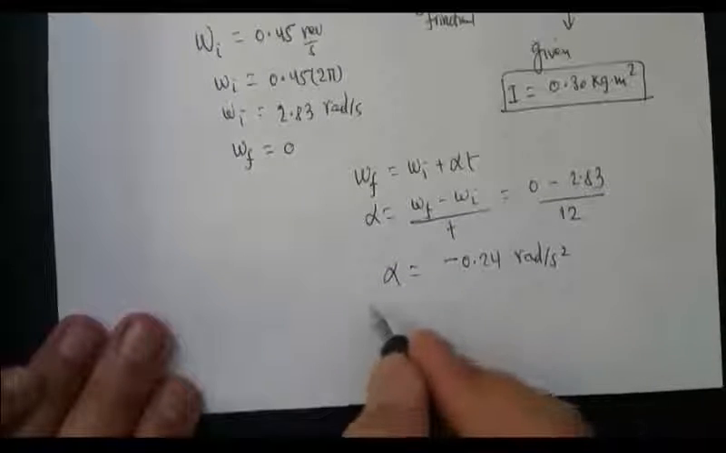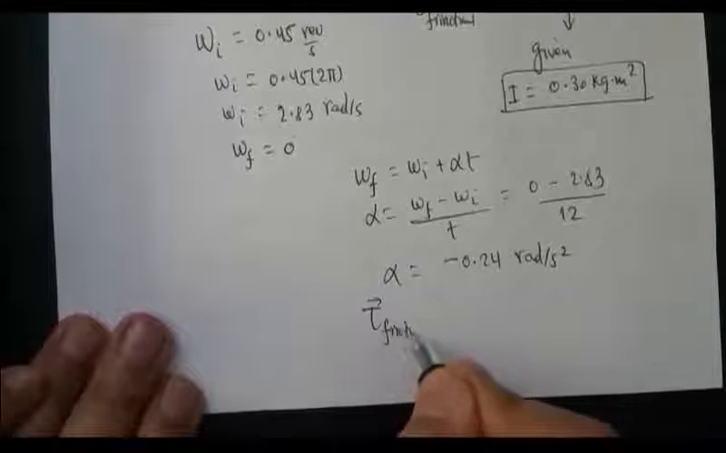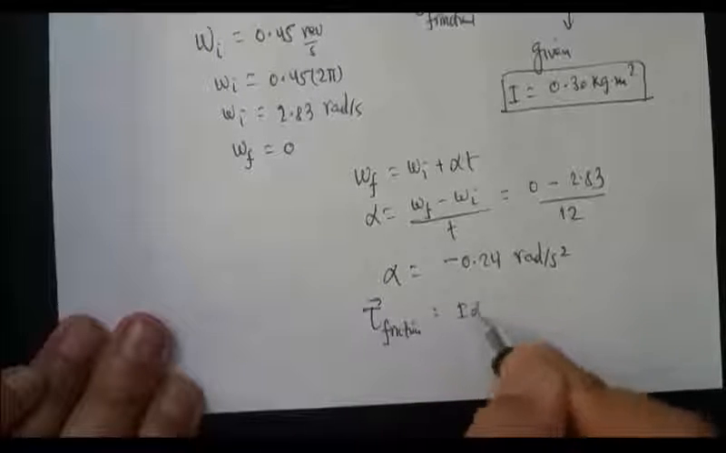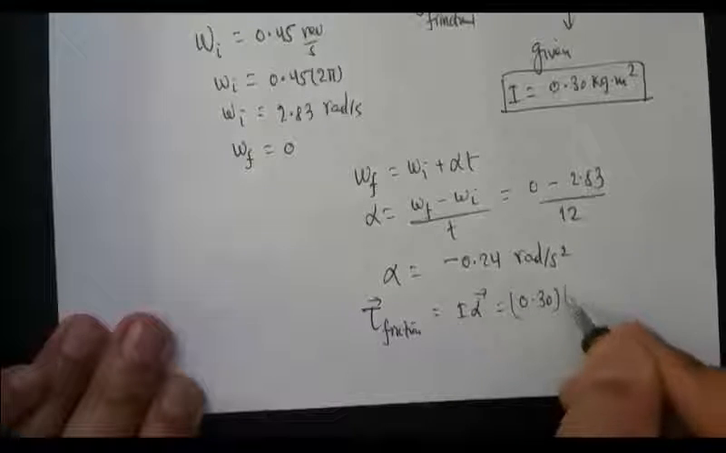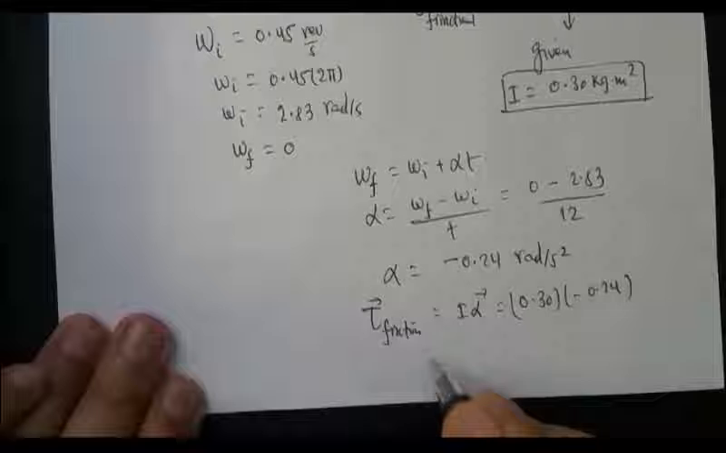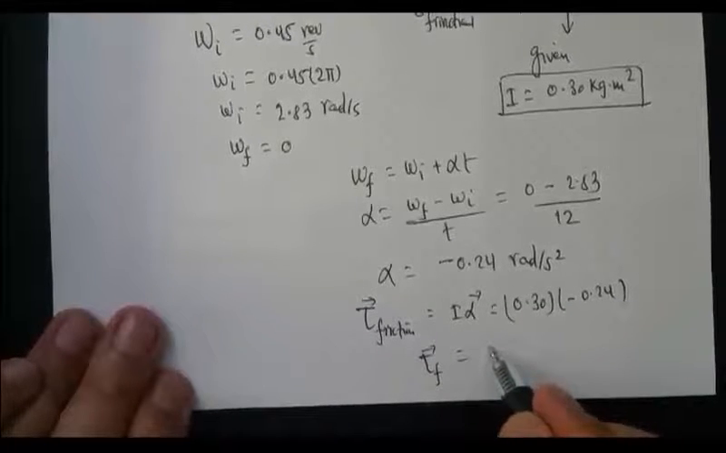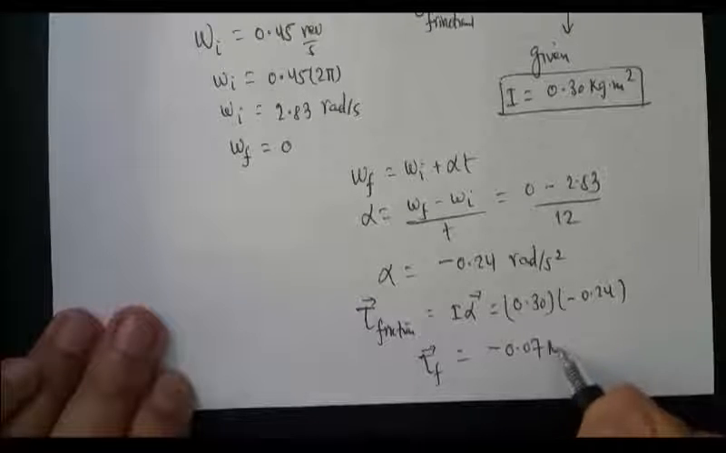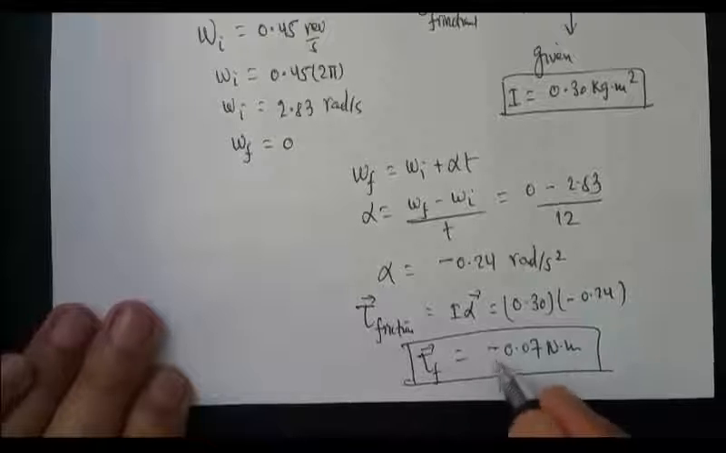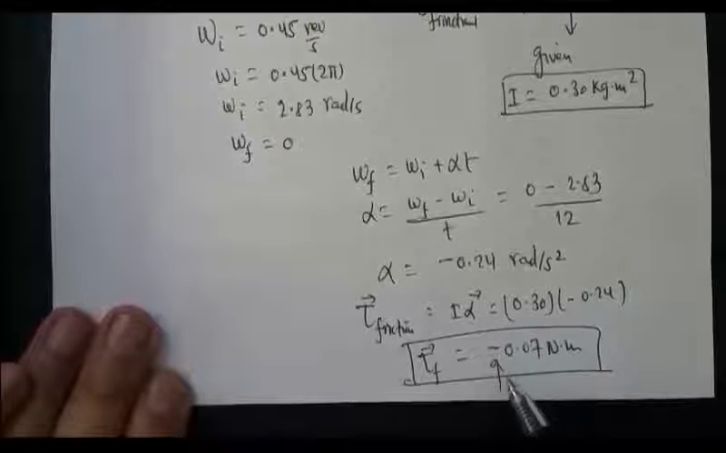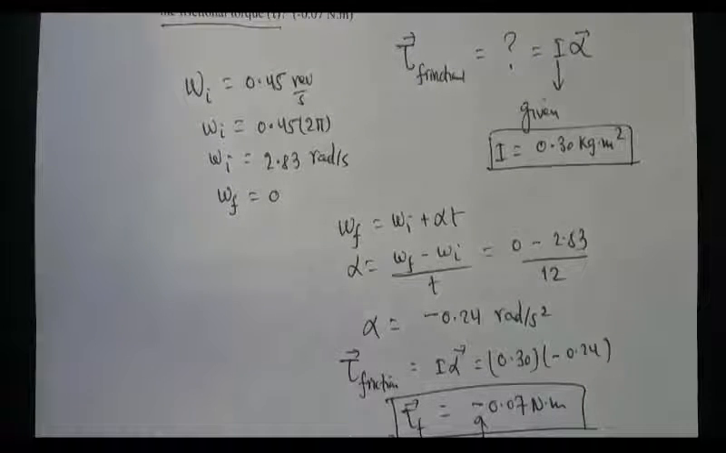So what's the torque produced by the friction? The frictional torque is then I alpha. So I is 0.30, given, and negative 0.24 is alpha. So the frictional torque finally is negative 0.07 newton meters. So that's your final answer. Negative simply means it's a torque produced by friction. Okay, that's all for today, and this might help you in doing the quiz problem.